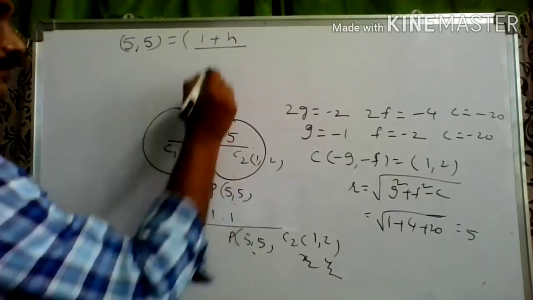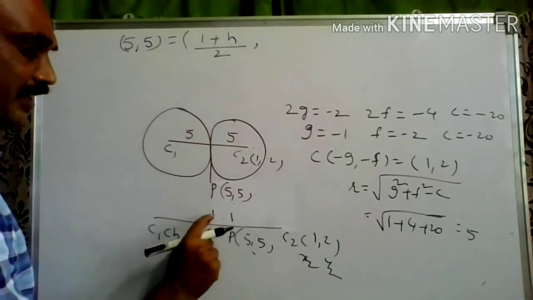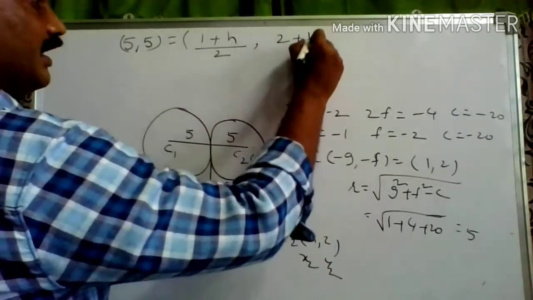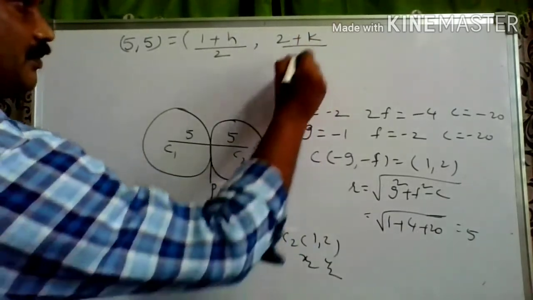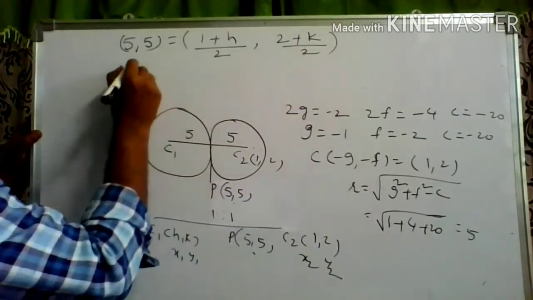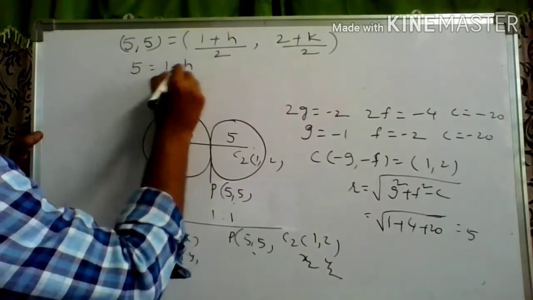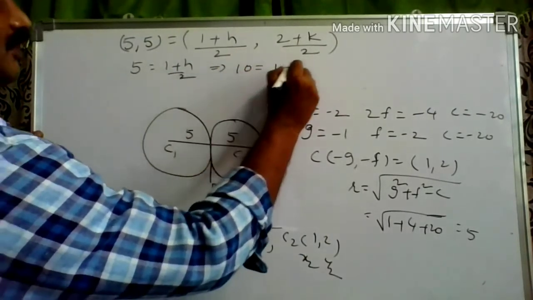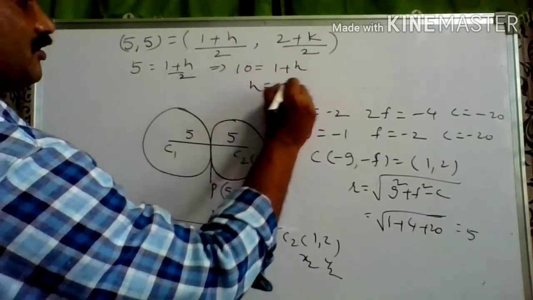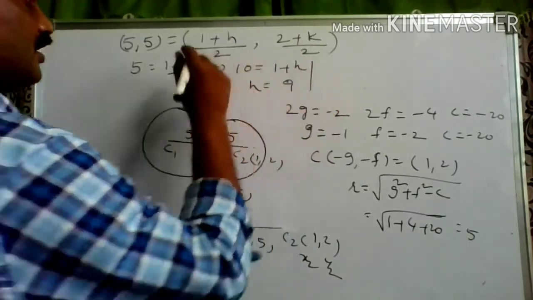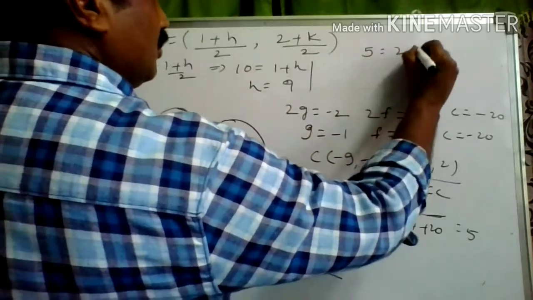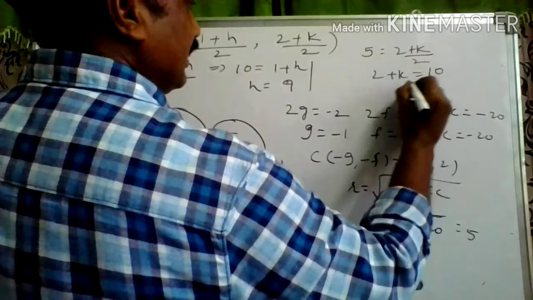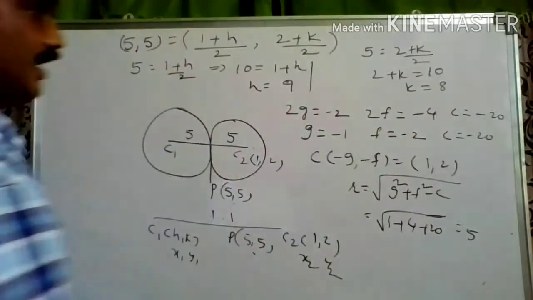What is M plus N? 1 plus 1, 2, comma, M Y2 plus N Y1, 1 into 2 plus 1 into K by M plus N, 1 plus 1, 2. So 5 is equal to 1 plus H by 2. Cross multiply: 10 is equal to 1 plus H, H is equal to 10 minus 1, 9. Next, 5 is equal to 2 plus K by 2, 2 plus K is equal to 10, K is equal to 10 minus 2, 8.